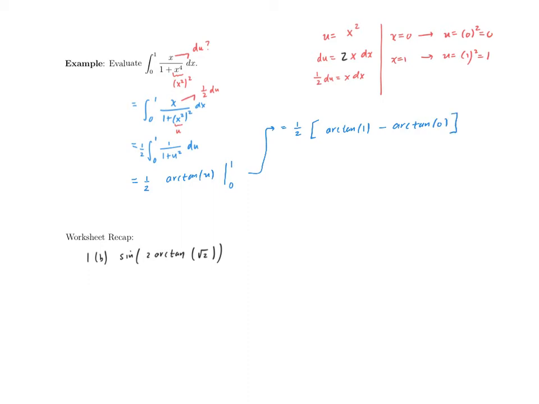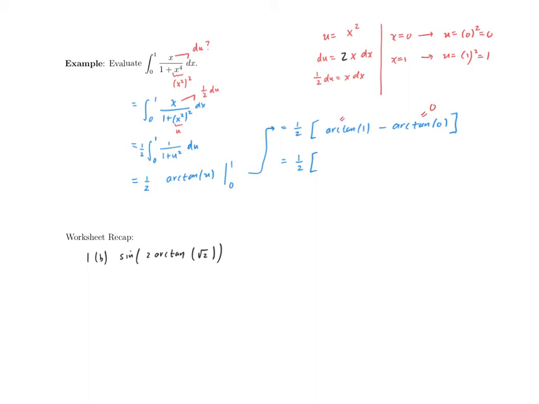And both of these are common values, so we do need to take this at least one step further. I would like you to pause the video and write down for me the values for arctangent of 1 and arctangent of 0. So I think the arctangent of 0 is maybe the quicker one. Arctangent of 0 is 0.